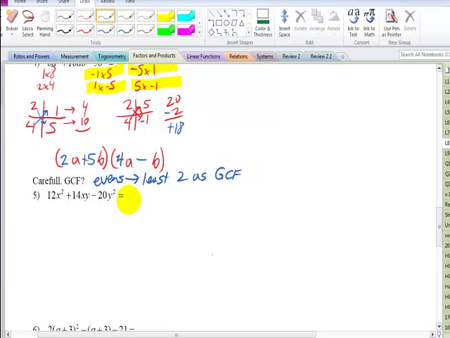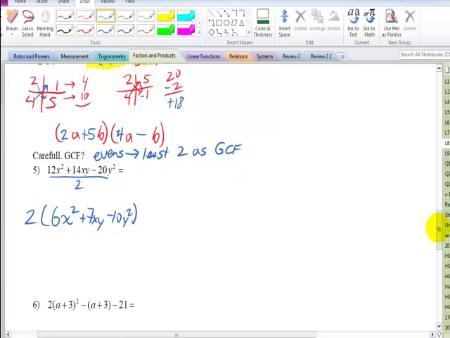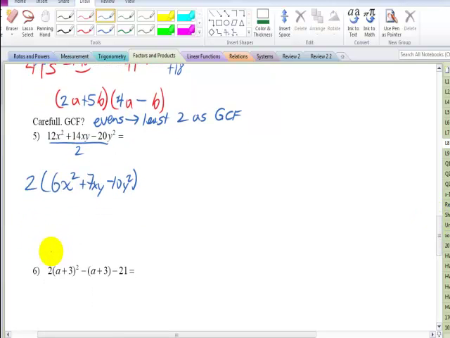Okay, so let's do that. Because of the 14, we can't take out anything higher. So 2 is your GCF, don't lose that. And we get 6x squared plus 7xy minus 10y squared. Let's set up the answer right away. 2 brackets, and what about your letters in the brackets? X and Y, X and Y. Now focus on the numbers. Do the box method. Go.